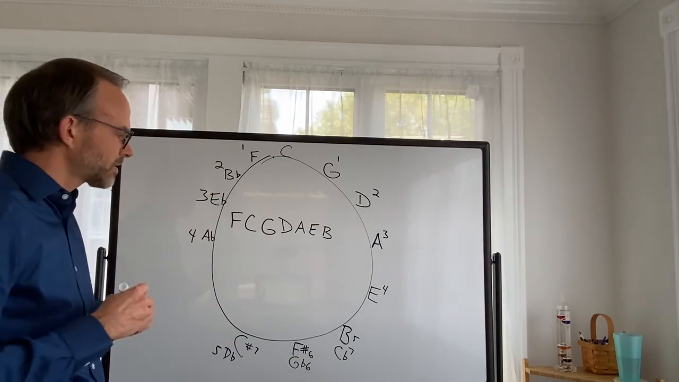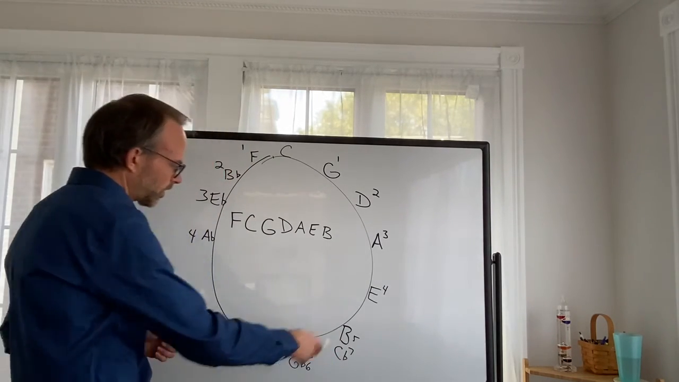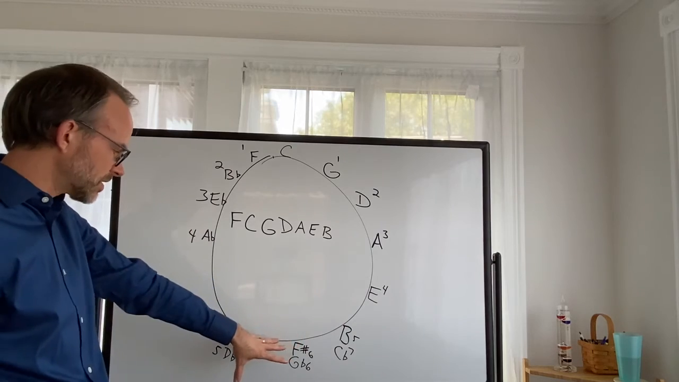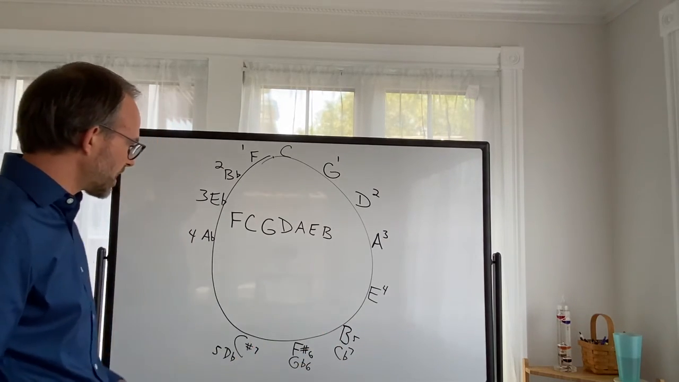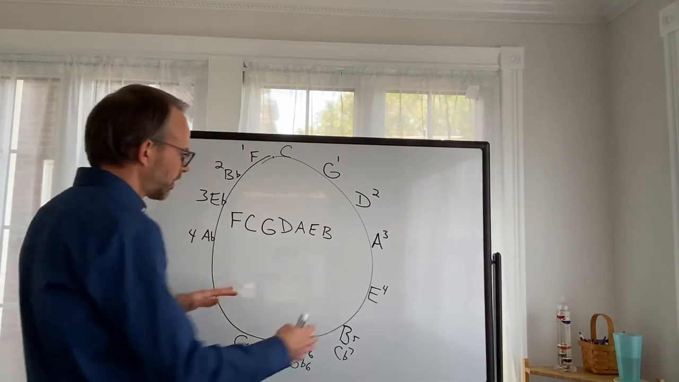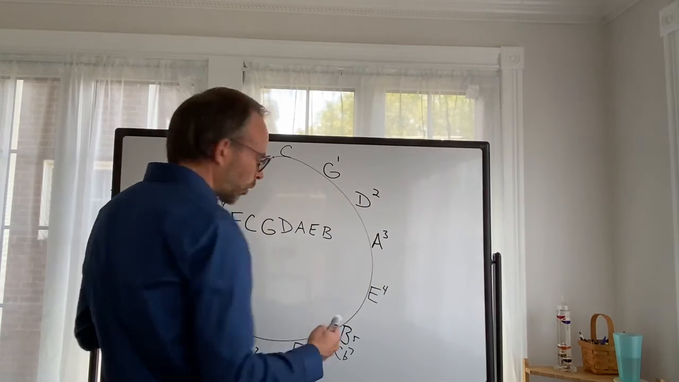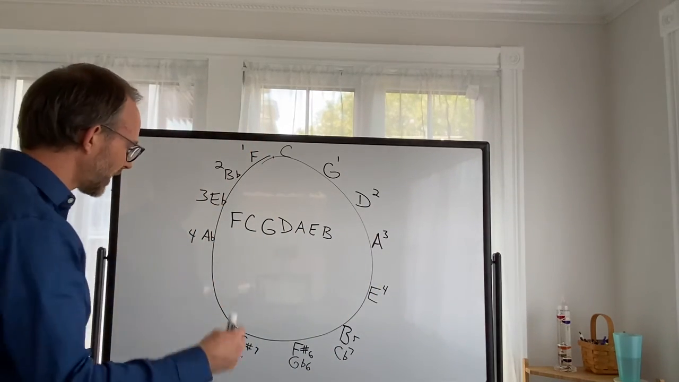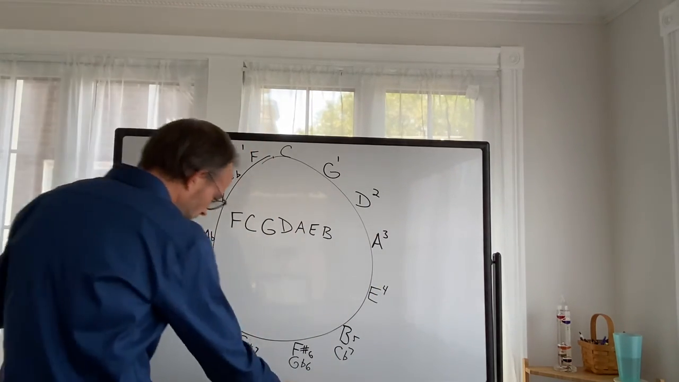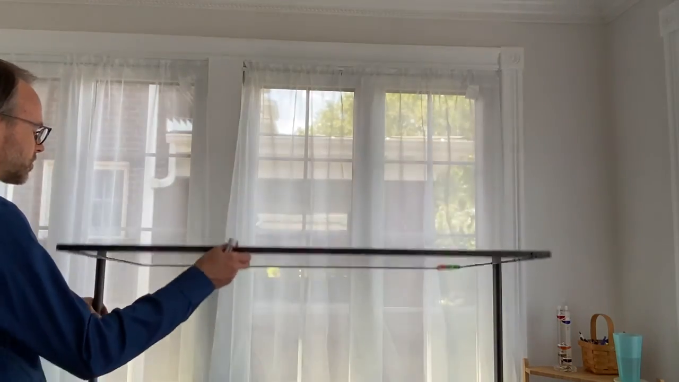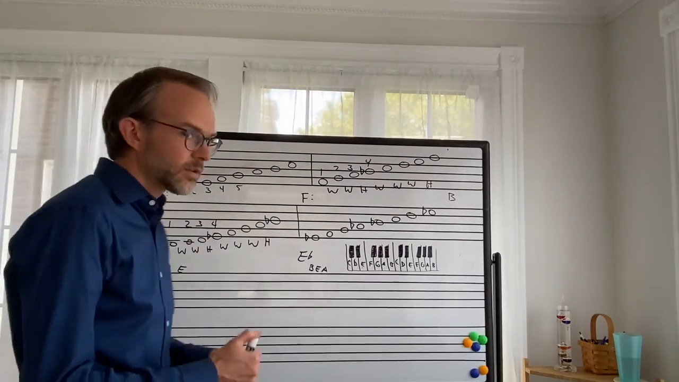In a future lesson, we'll talk about the complexity of these keys that have 2 different names. But a lot of keys are going to keep 4 accidentals or less in the key signature. So let's talk about what that key signature is in the next lesson.